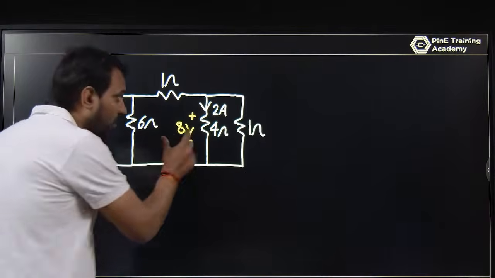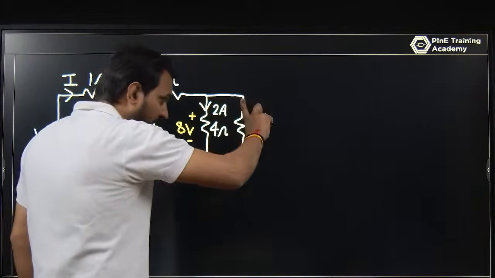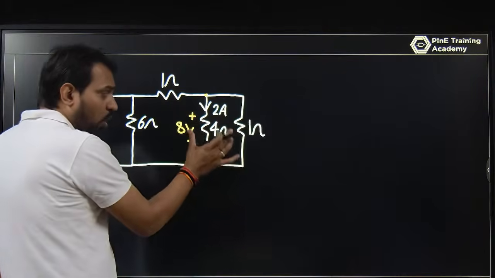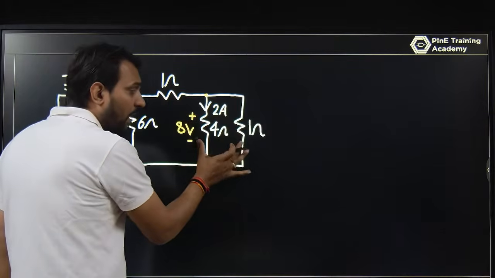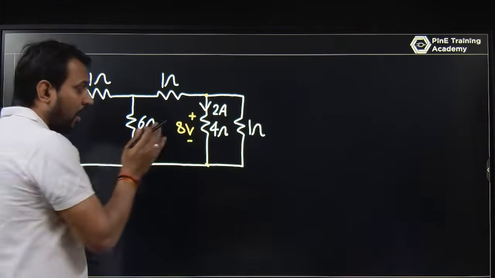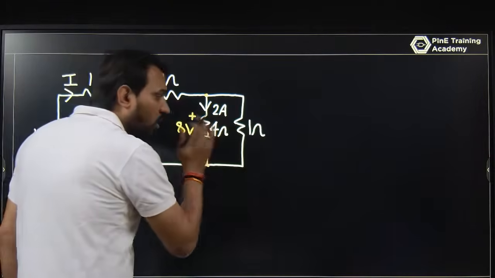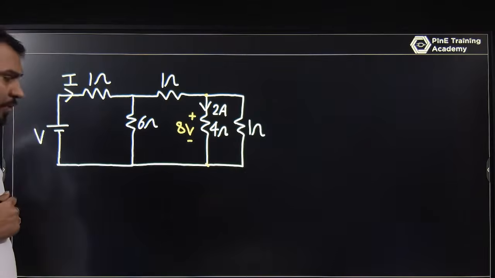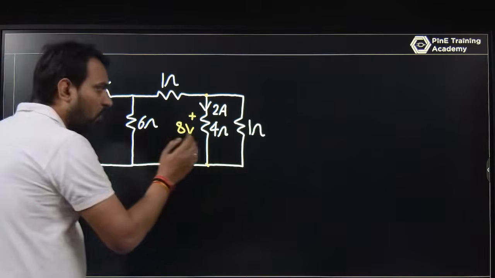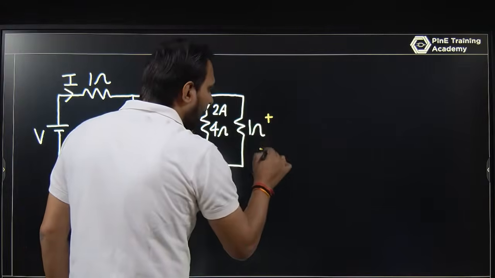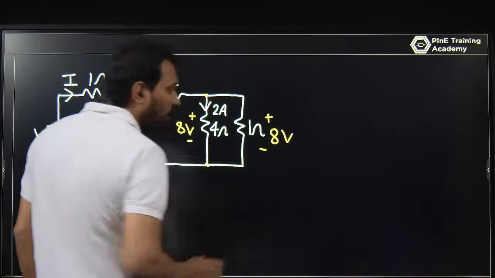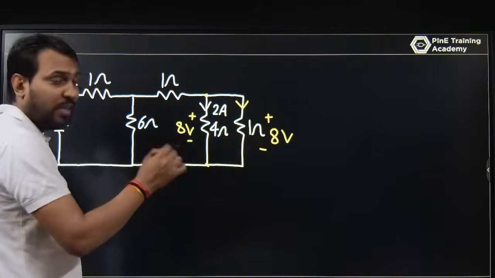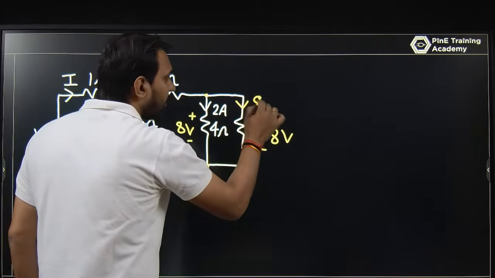If this is 8 volt for this branch, of course this is also parallel. If two or more elements are connected across the same pair of nodes, that is parallel. In parallel, voltage is the same. So this is 8 volt and this is also 8 volt in the same direction. So what current is passing? 8 volt upon 1 ohm, that is 8 ampere.